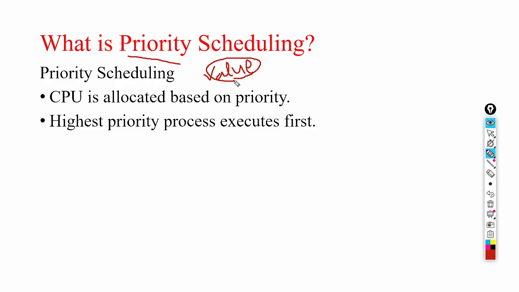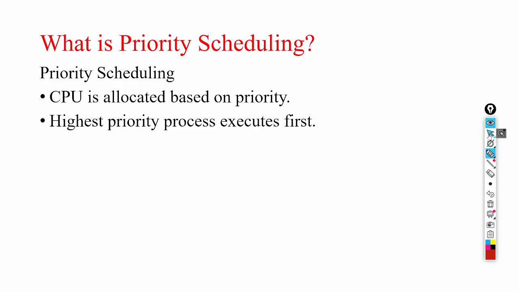Unlike FCFS, arrival order is not the main factor. In FCFS it is only the arrival order, but in priority scheduling, priority becomes the deciding factor. The CPU is allocated based on priority, and the highest priority process will execute first.